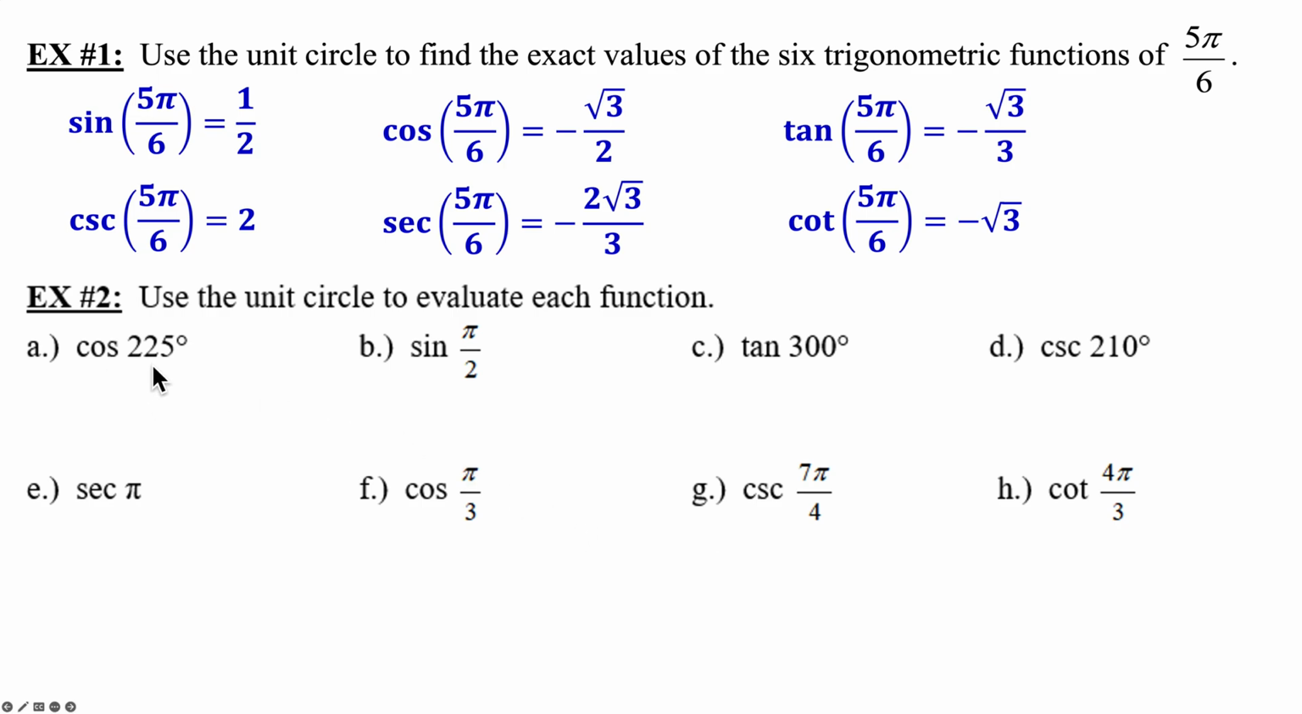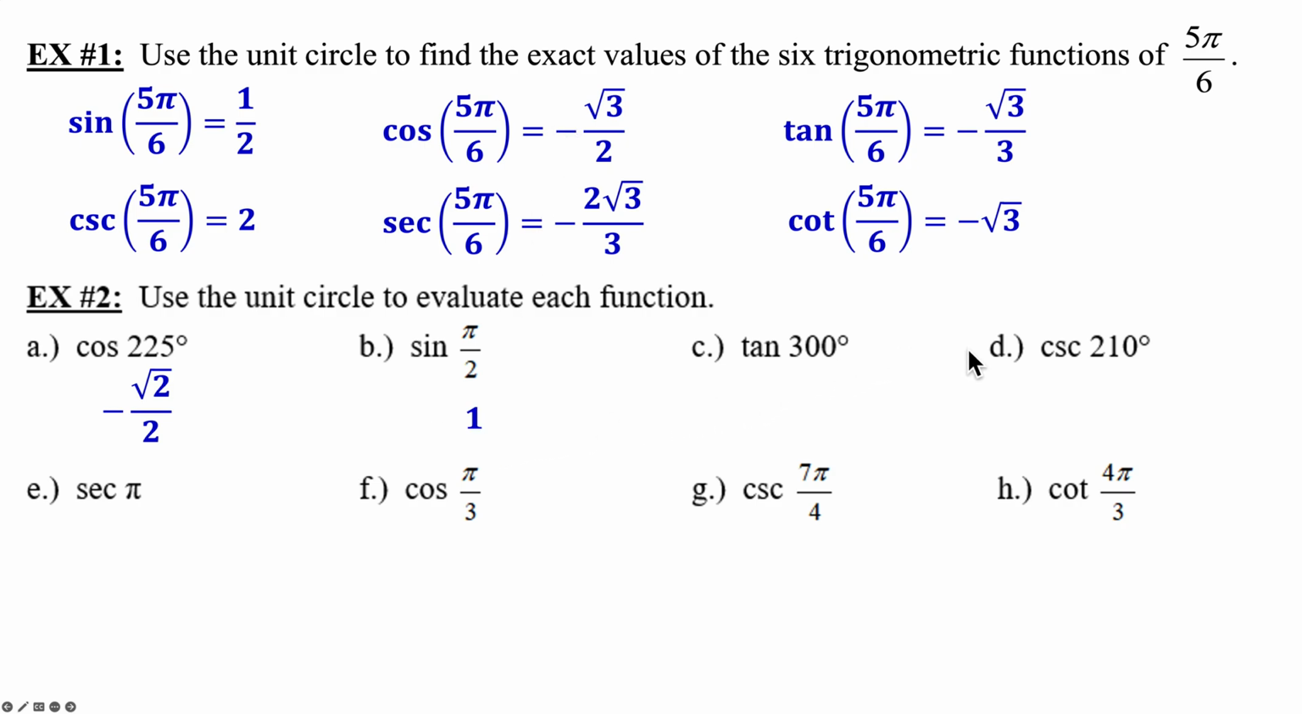All right, welcome back. Well, let's check your answers here. So cosine 225 is quadrant 3. That's a negative, ends in 5. It's negative square root of 2 over 2. Sine of pi over 2, that's at the top. So that's 0, 1. 1 is the y-coordinate.